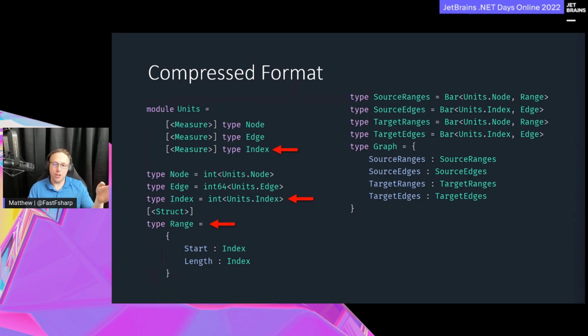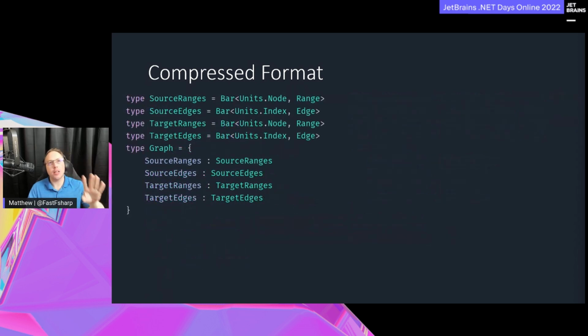And it's going to have a start index and a length index. And a range you could think of as a span, except instead of pointing to somewhere in memory, it's meant for indexing over an array. And now instead of having sources and ranges, I have source ranges, source edges, target ranges, target edges. Okay, let's talk about how we would work with this now.